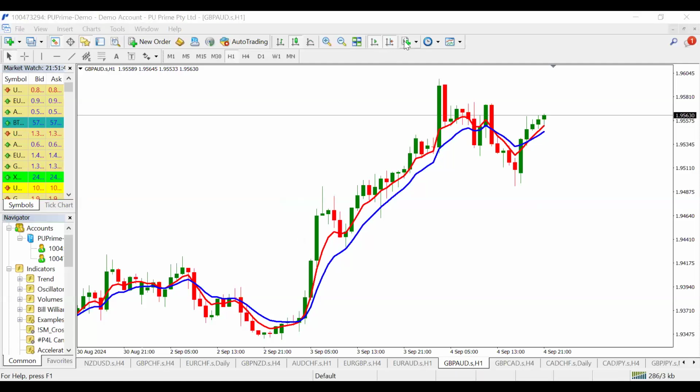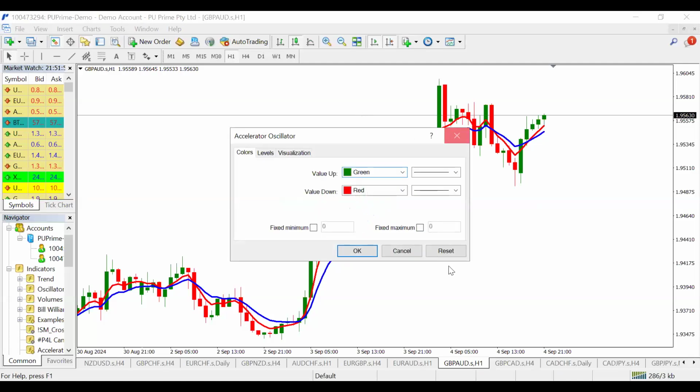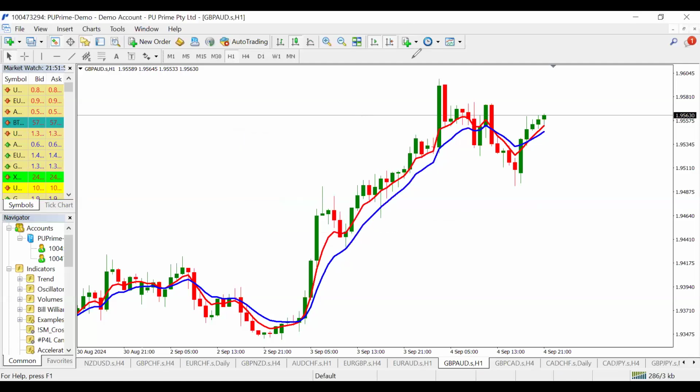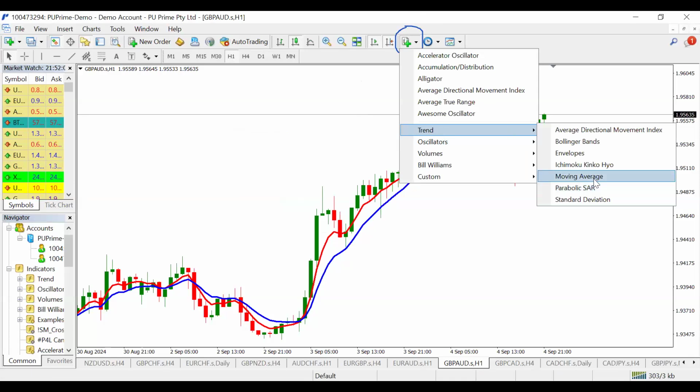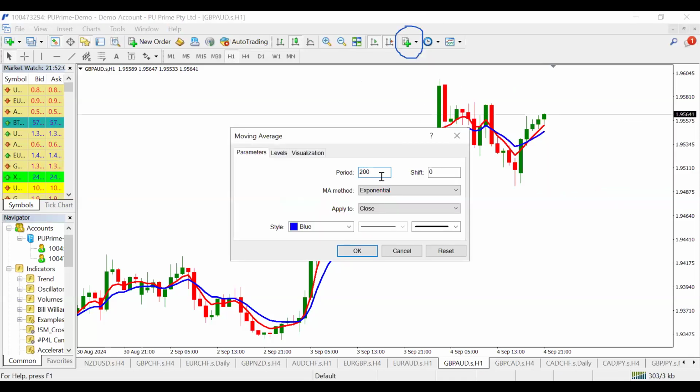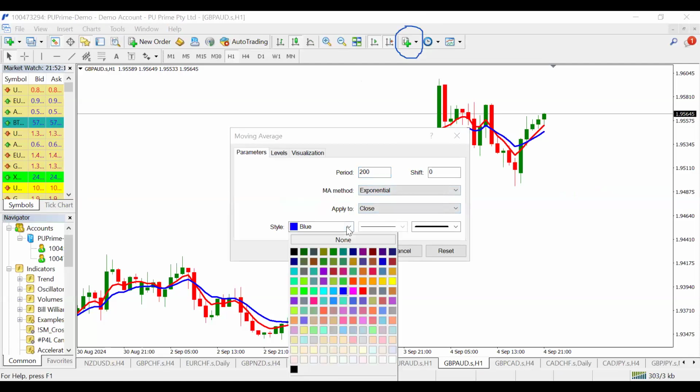Now, if we want to have another moving average, let's add a 200 moving average. To add the moving average, I'll come to this indicator section here and click on it. I'll go to trend, and I'll go to moving average. Now, I want to add 200. 200 is already there, exponential, and I leave it at close. Personally, I use more of exponential moving averages based on my own personal trading strategy. I want to make the color green.